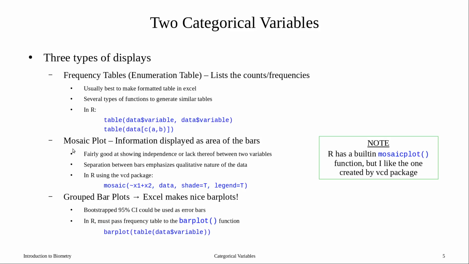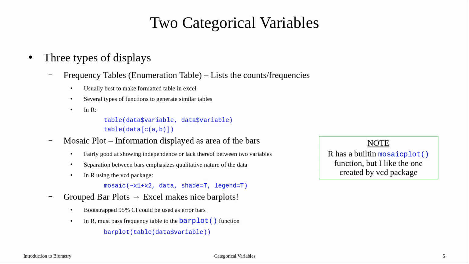Now the information in a mosaic plot is displayed as the area within our bars. And our bars are going to be scaled to 1. So it doesn't matter if we have 1,000 individuals for one variable and only 100 for another. They're going to scale it accordingly. They're going to scale everything to 1. Now the mosaic plot's really good at showing independence or lack thereof between two variables. Because if we have independence, then our bars are going to basically line up, and the breaks in the bars are going to line up to show us that the pattern that we see in one group is the same across all groups.